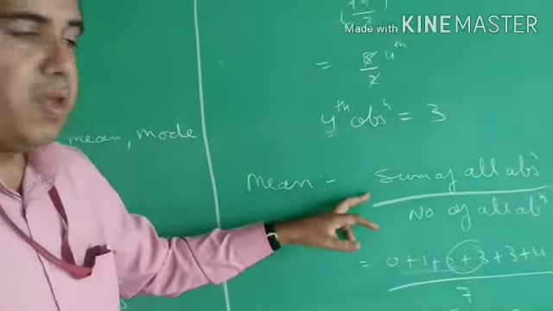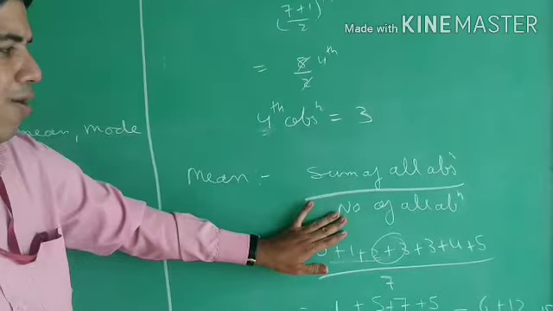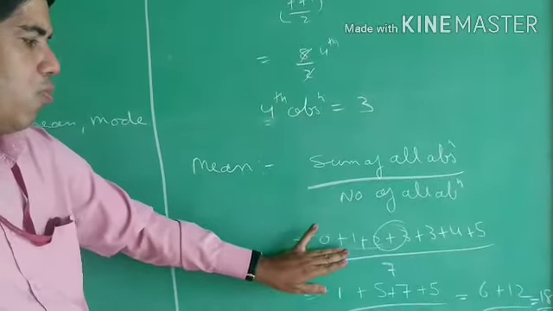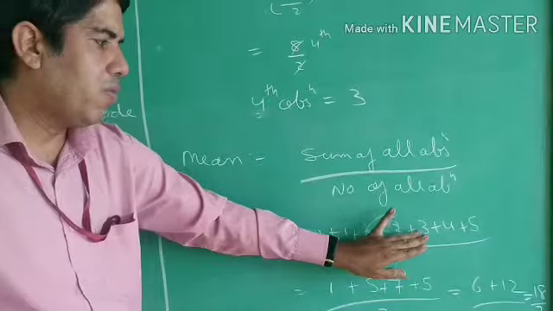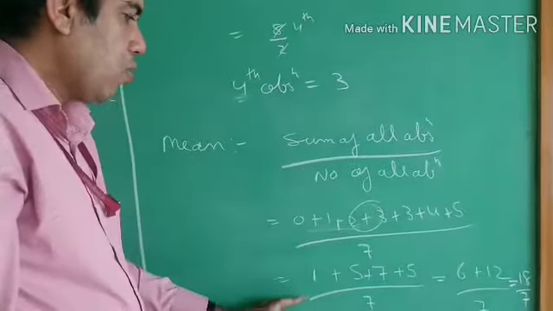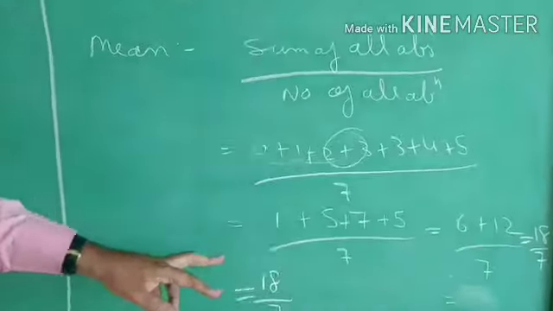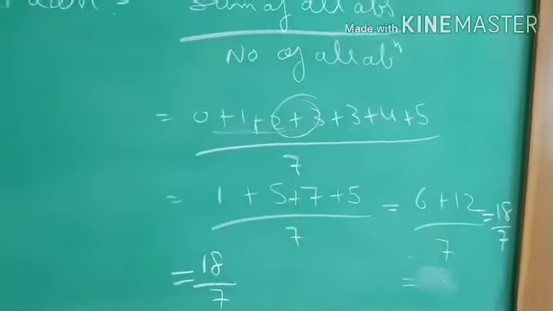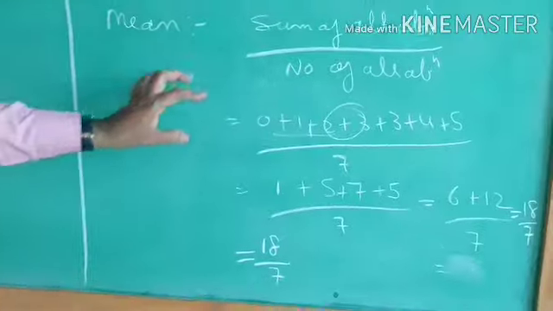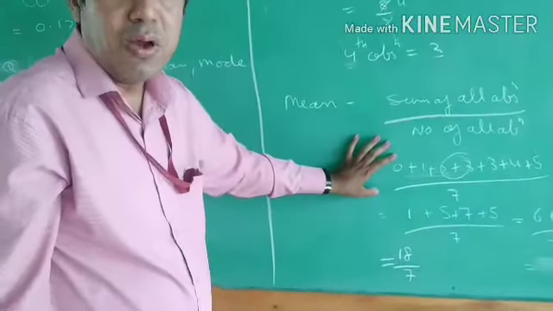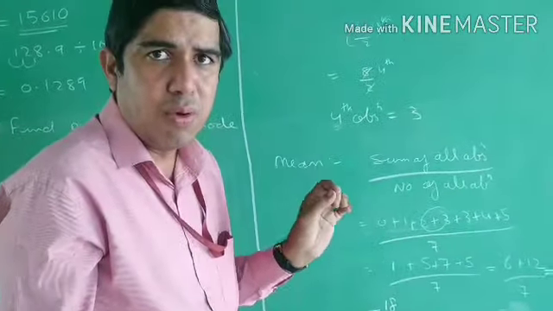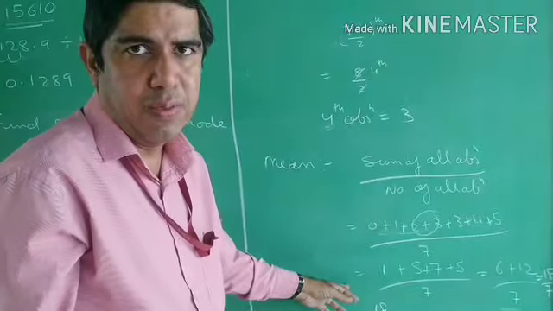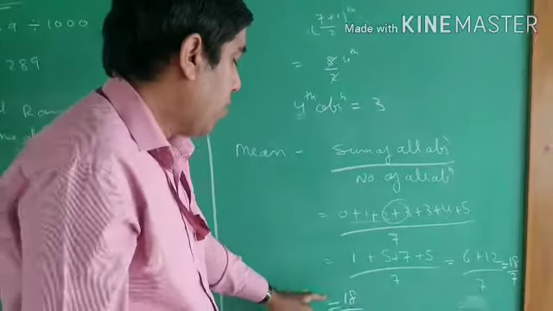Now mean. What is the formula of mean? Sum of all observations upon number of observations. So it comes 0 plus 1 plus 2 plus 3 plus 3 plus 4 plus 5. When you add this, how much is the answer? It is 18. Better to do it step by step. Don't be in a hurry. Why am I saying this? Because the formula is easy and the calculation is easy, but one minor mistake and you will lose the marks. So the answer comes 18 by 7.